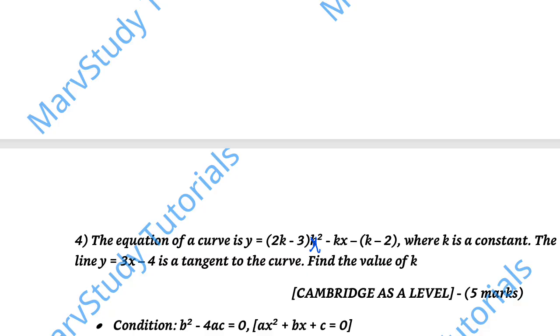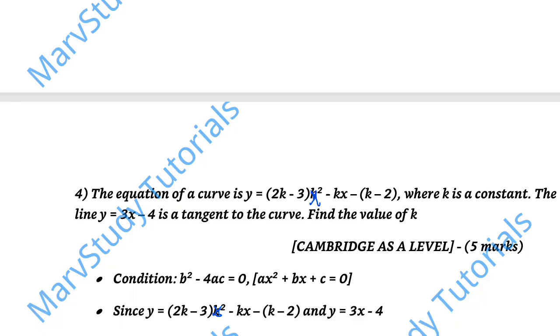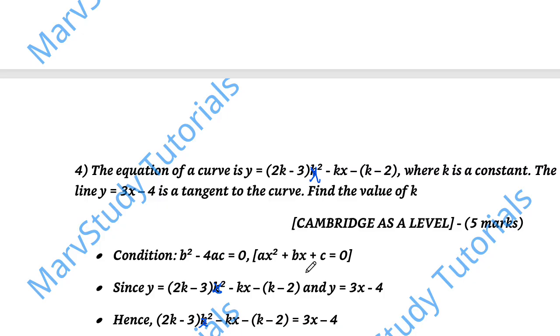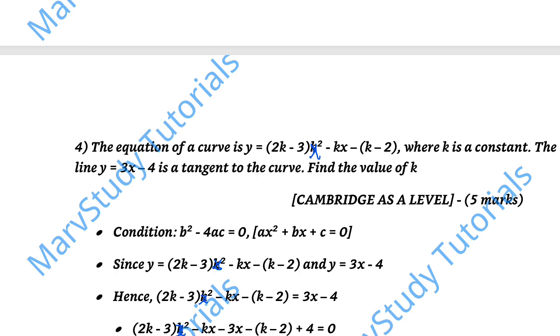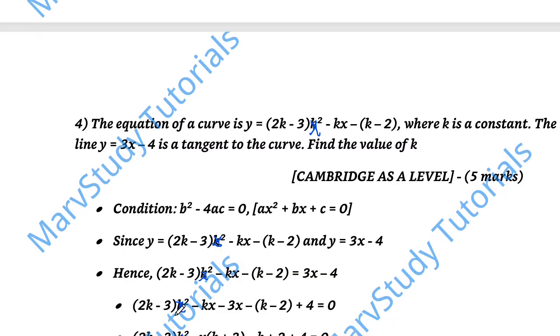So continuing, moving on, we then equate the curve and the line, as I said earlier in this video. So we'll now have (2k minus 3)x squared minus kx minus (k minus 2) equal to 3x minus 4. So we bring these two to the left hand side of the equation so that it will conform to ax squared plus bx plus c equal to 0. So we then have (2k minus 3)x squared minus kx minus 3x, as the 3x has transferred to the left hand side, and negative 4 turns to positive 4 on the left hand side of the equation.